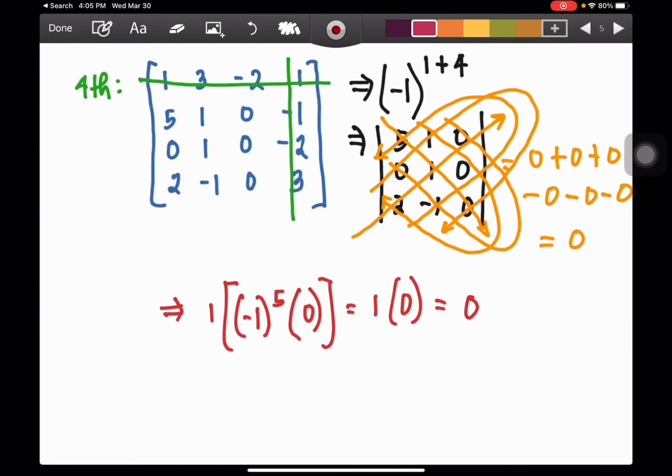Now for the last case, we are again consistent with the first row. So let's proceed to the fourth column, so that we have the exponent 1 plus 4, which is equal to 5. So we have negative 1 raised to the power of 5. And the determinant of the remaining elements here, after deleting the first row and the fourth column, is 0. So 0 times negative 1 to the 5th power, which is negative 1 times 0 is 0, then times 1, that gives us 0. So we are done with the four cases.